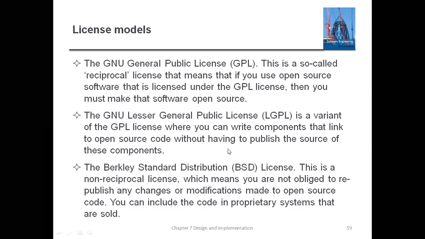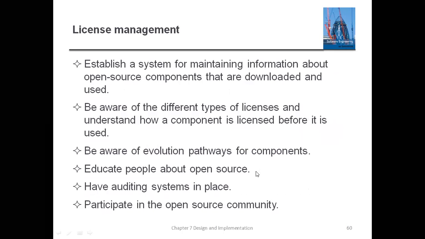One more is the Lesser General Public License. With this license you can write your own components and link them to the open source code, and you can publish your source code. And one more license available is the Berkeley Standard Distribution license, which is not a reciprocal license. It is a non-reciprocal license, and you will not be obliged to republish any changes if you make any. So that is known as your license details.